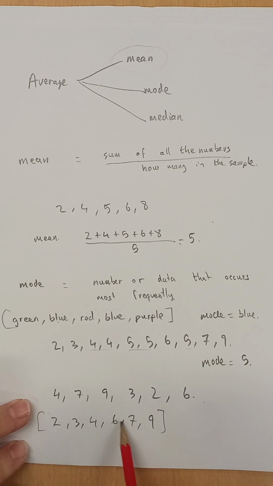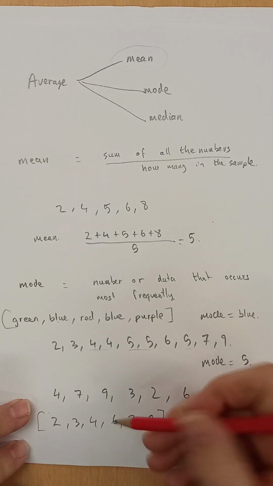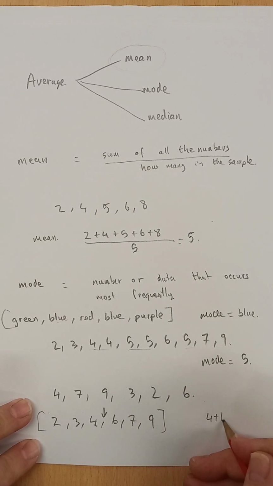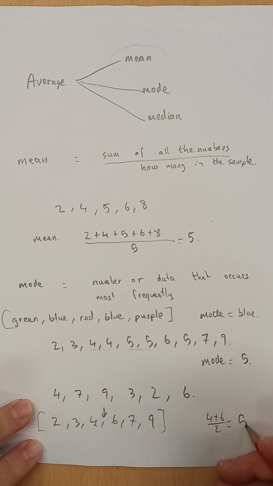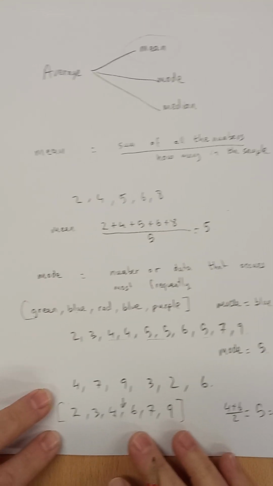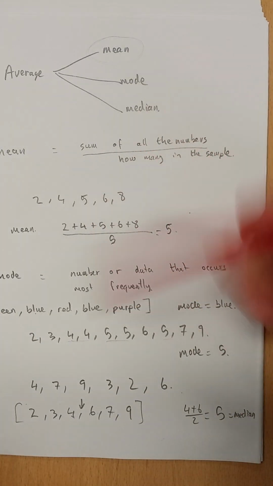So now it's rearranged. To find the median, I find the middle number. There's 1, 2, 3, 4, 5, 6 numbers there. So the middle number must be somewhere between this number and this number. And what's halfway between those two numbers? Well, it's 5. So that's the median. Okay? So there are your 3 basic averages.